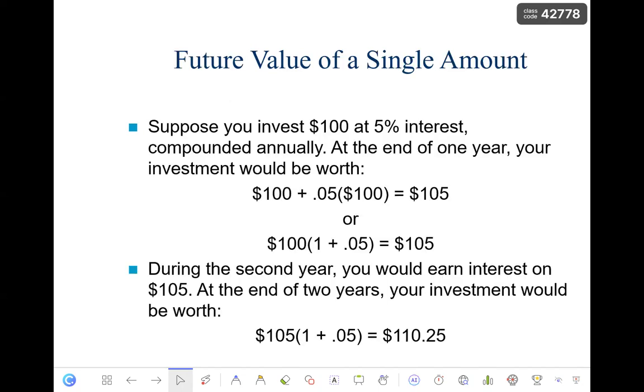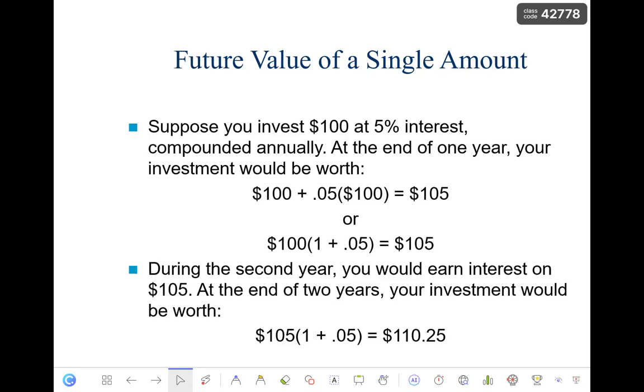So let's start off by talking about the future value of a single amount. And you're already familiar with this. So suppose you want to invest $100 at 5% interest compounded annually. We talked about compound interest. At the end of 1 year, your investment would be worth... So we're not compounding. We're just figuring out this first year, and that's relatively simple math. So now we have $105.